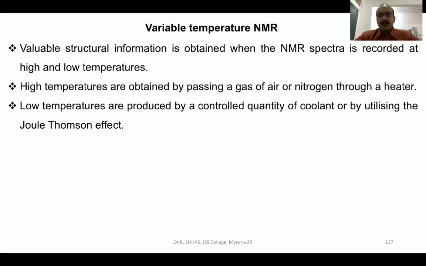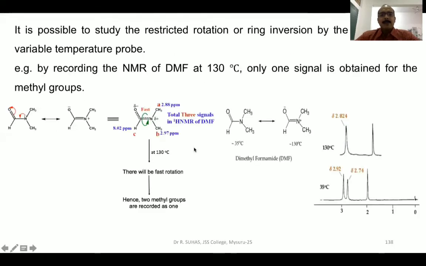Or the cooling you can do by using a coolant. Usually it is liquid nitrogen, or you can utilize Joule-Thomson effect. So Joule-Thomson effect speaks about cooling down the temperature. So these are the mainly two temperatures at which we can record NMR. So at high temperature or at low temperature. Usually the NMRs are done in room temperature. If the peaks are not clearly seen, you can go for either high temperature or low temperature NMR, and hence such a type of NMR is known as variable temperature NMR.